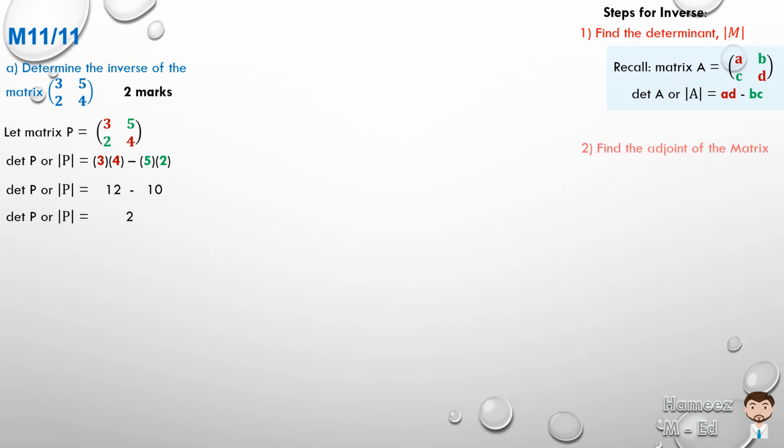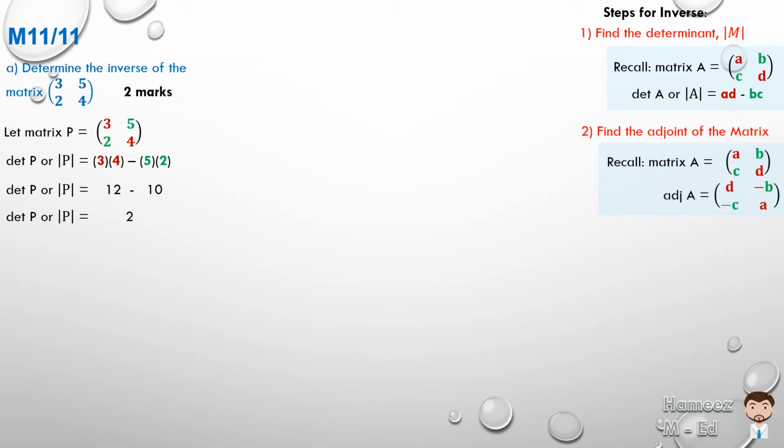Now what's step 2? Find the adjoint of the matrix. So let's recall that the matrix ABCD, if we want to find the adjoint, what we do is we switch the terms in the major diagonal. So D comes up on top and A goes below. And we change the signs in the minor diagonal, in the green items. So it becomes minus B and minus C.